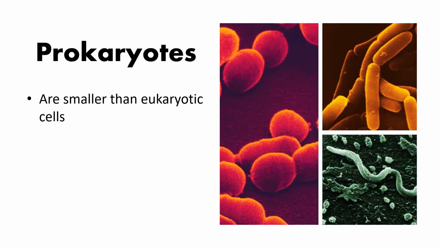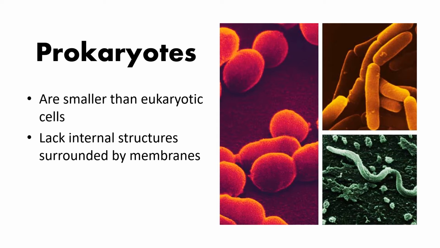So prokaryotes tend to be smaller than eukaryotic cells. They are going to lack internal structures surrounded by membranes. I said that word organelles before. Organelles are these little organs or subunits within the cell, but they are membrane bound. Prokaryotes do not have those organelles inside of them. They basically have all the same abilities as a eukaryotic cell, but nothing is separate from each other. It's all within the main chamber of the cell.